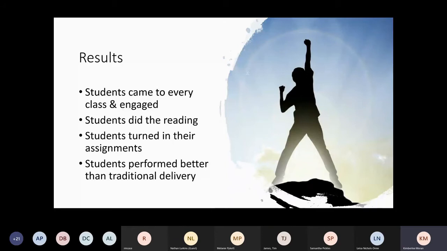in some cases, the assignment was really about the process, not so much the product. So I gave them points or marks because they just did it, not necessarily for the quality of what they did, but it was really the effort that I wanted to see more than anything else. And so, students were turning in all their assignments. And then ultimately, at the end of the semester, my students performed better than they did under traditional delivery methods.